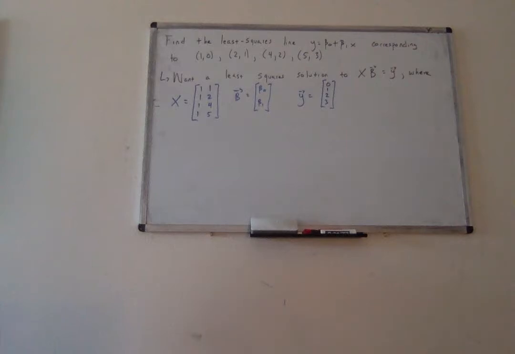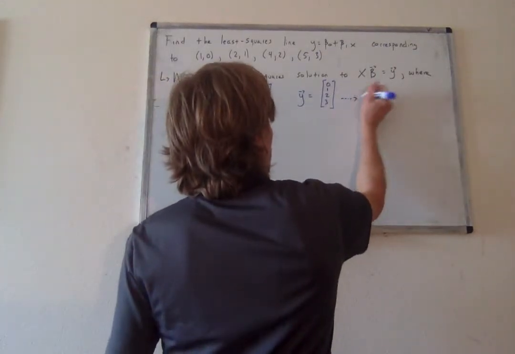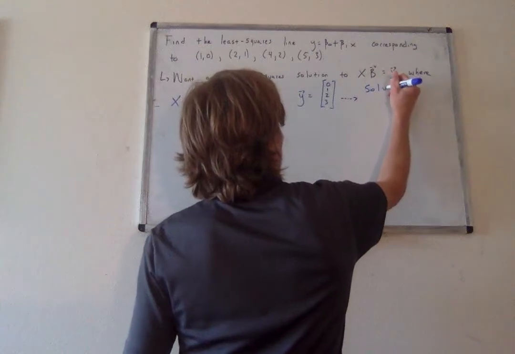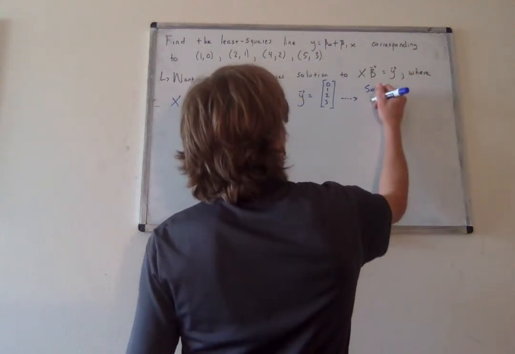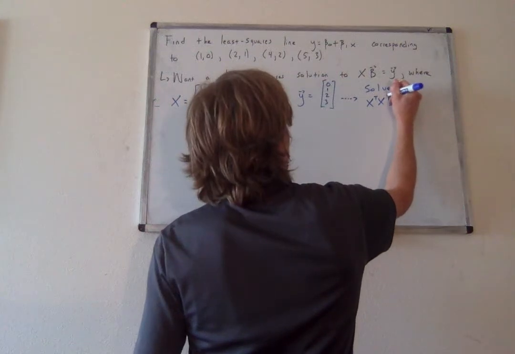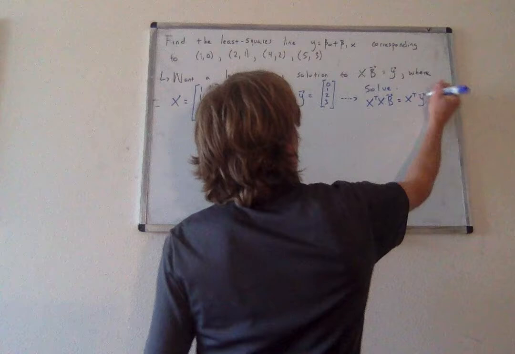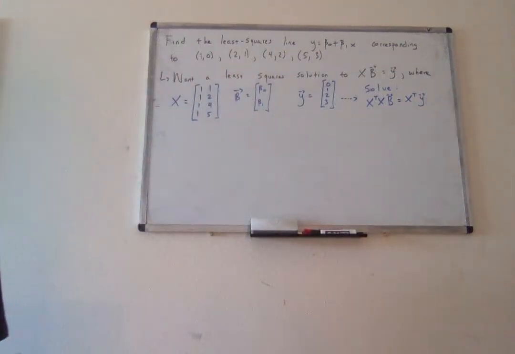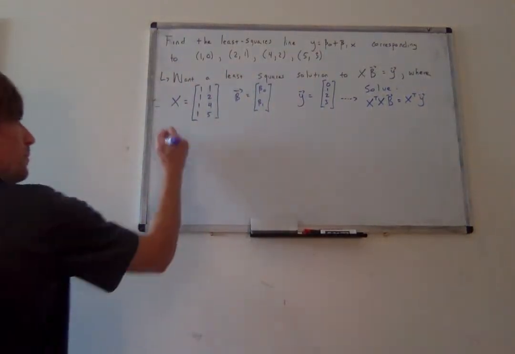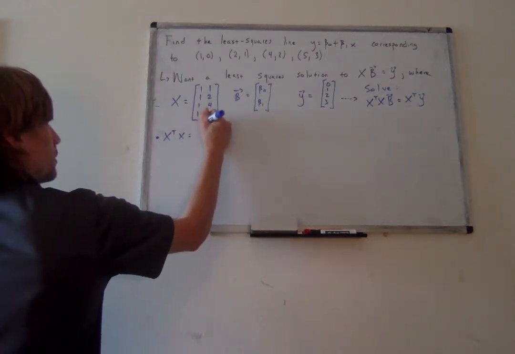And so now we've seen in the last chapter, probably the way to do this is actually to solve x transpose x times b is equal to x transpose times y. So what we need to do is first calculate x transpose times x.